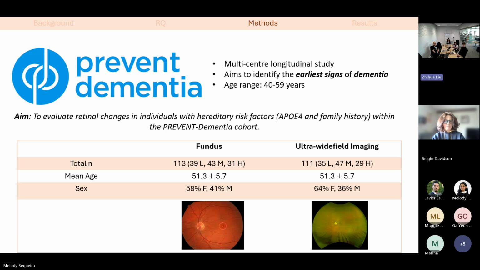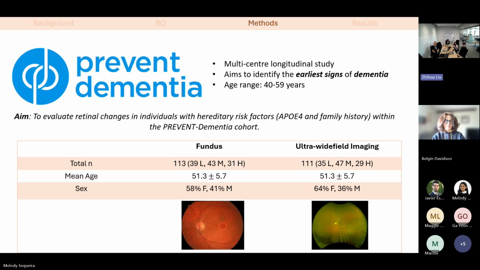The aim of our study within this project was to evaluate changes within the retina in individuals that have heritable risk factors, so the APOE4 gene or family history. And this was done by dividing the group into three categories: low risk, which was people that didn't have any risk factors; medium risk, which is they had either one of the two risk factors; and high risk is that they had both risk factors. And this was done within the Prevent Dementia cohort.